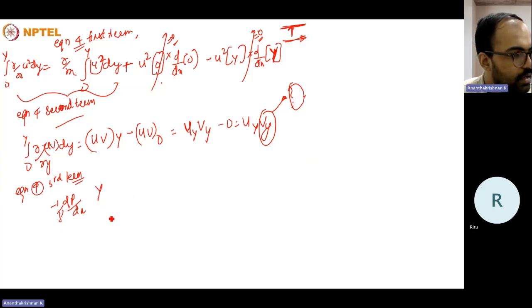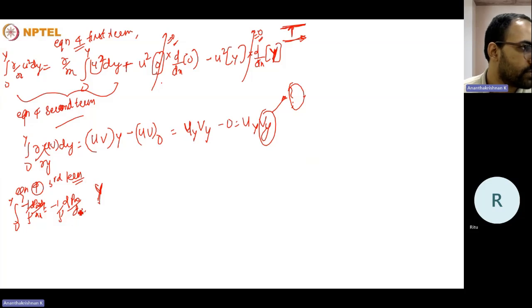minus of 1 by rho dp infinity by dx, integral of 0 to y of dy, equal to minus 1 by rho dp infinity by dx into capital Y. So the only term that will be remaining inside the integral will be 1. So the integral of 0 to y of 1 dy will be equal to y.